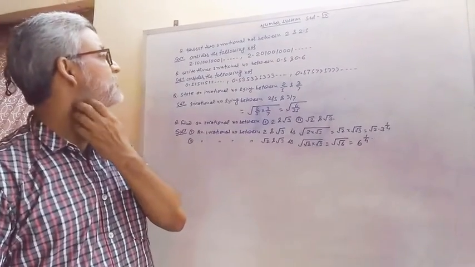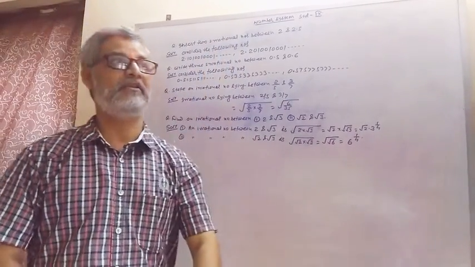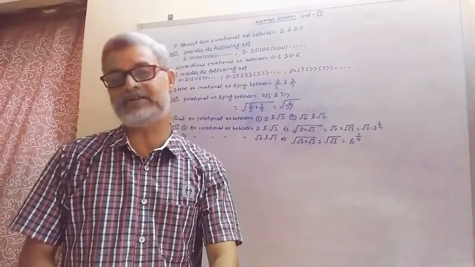Now here, number system for standard 9. Now here is the explanation of irrational numbers. What is an irrational number?